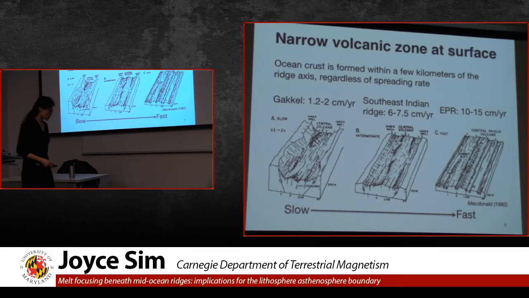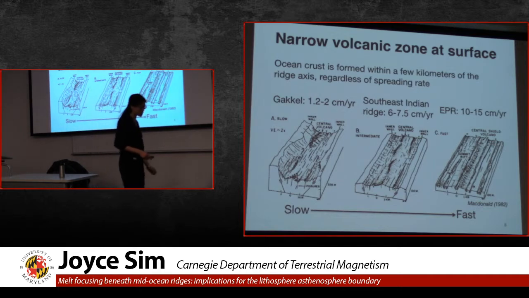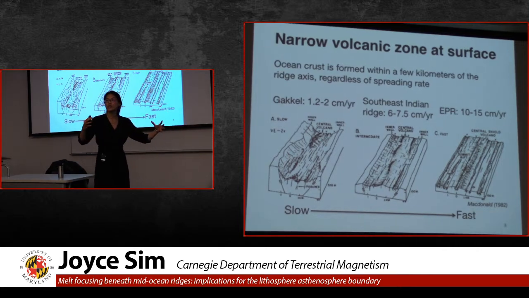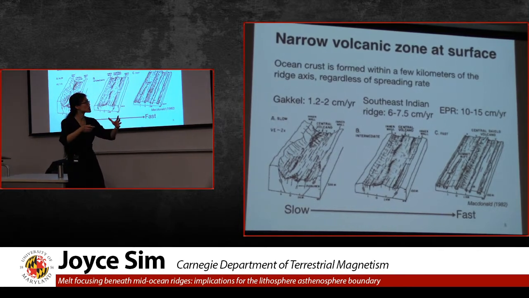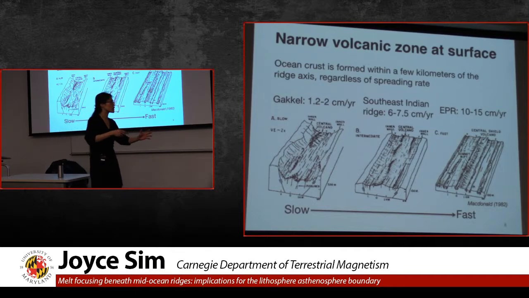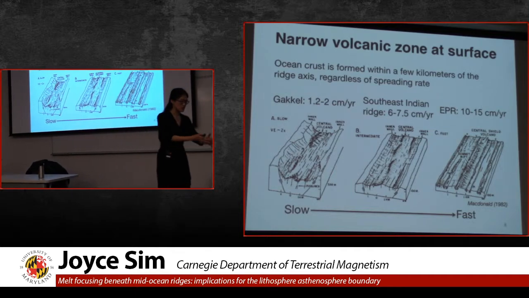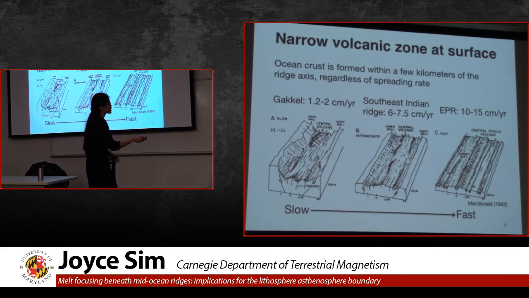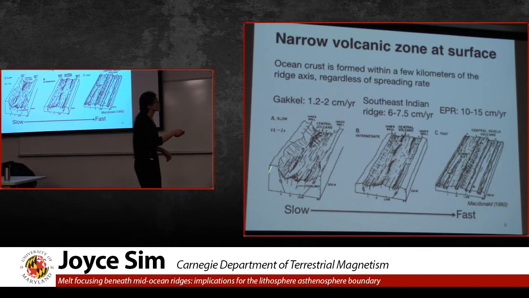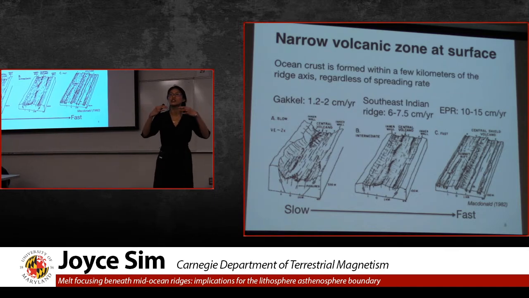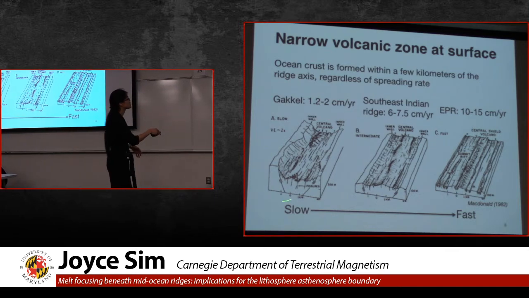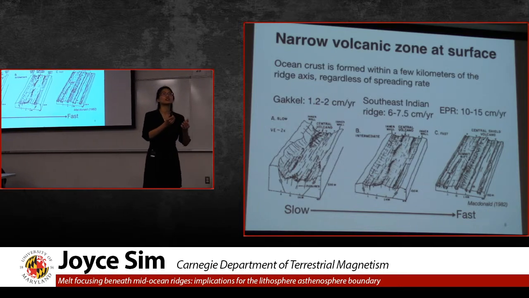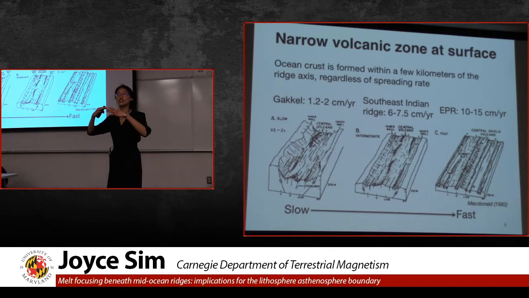So another interesting observation at mid-ocean ridges is that the oceanic crust is really formed within a few kilometers of the ridge axis, regardless of spreading rates. So regardless of spreading rate, the lava all erupts within a few kilometers. The only difference is that when you look at a slow spreading ridge like Gakkel, it looks very different. It's kind of an axial low valley where the lava is erupting, as opposed to the East Pacific Rise, where the spreading rate is really fast, and you get an axial high.